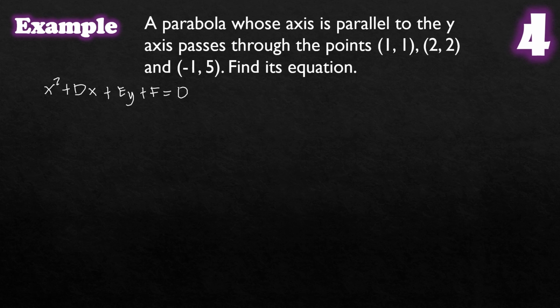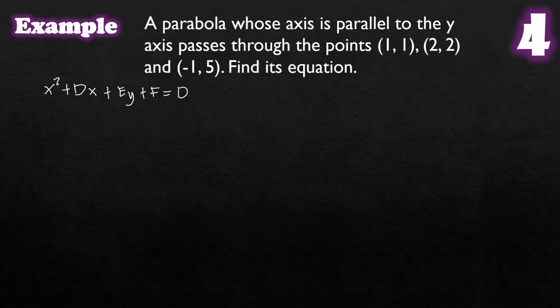This equation must be satisfied by the coordinates of each of the given points. Then, substituting the coordinates of each point, we will have 3 equations in 3 variables d, e, and f. We're going to solve the resulting equations simultaneously to get the values of d, e, and f.